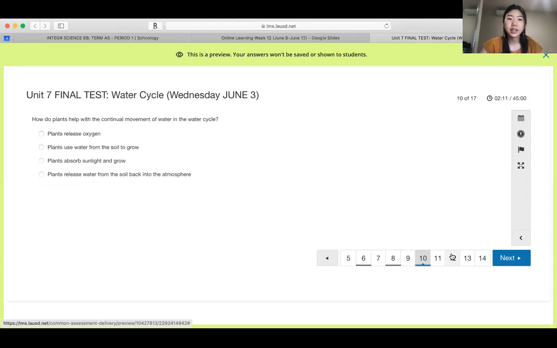And then number 10, how do plants help with the continual movement of water in the water cycle? How do plants help the water cycle? Remember, there's water in the soil, and plants, they suck up the water from the soil, and then they release it back into the atmosphere as water vapor. So plants help to take the water back out of the soil and release it back into our atmosphere.